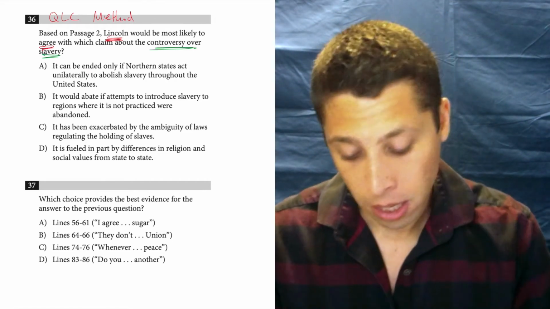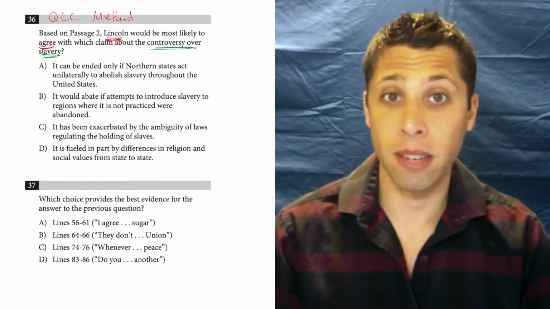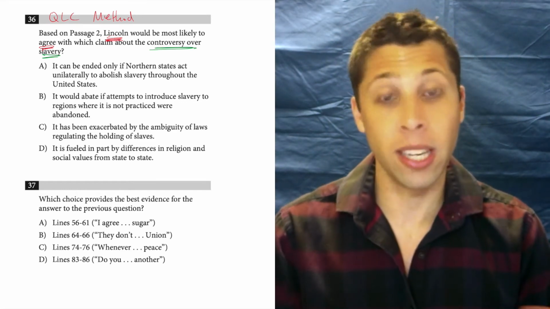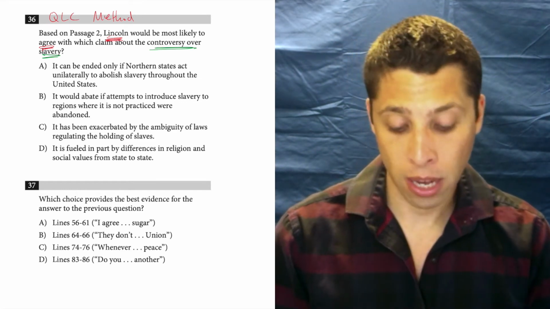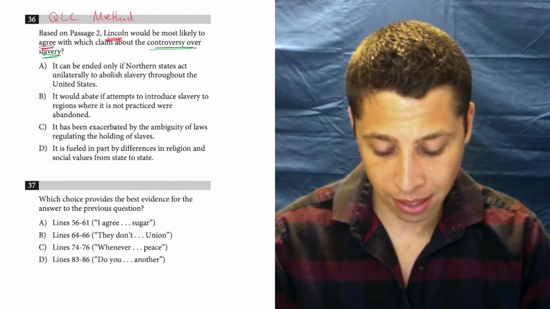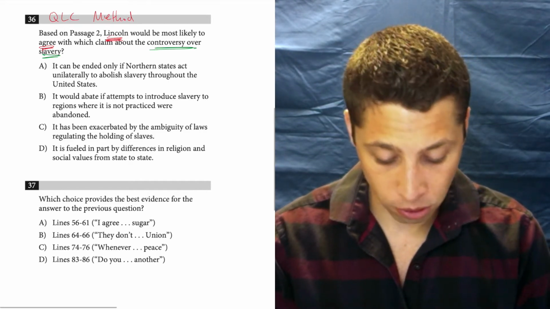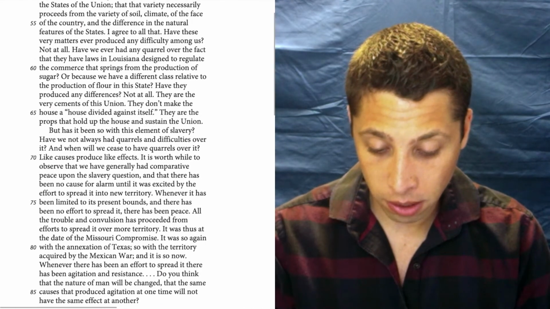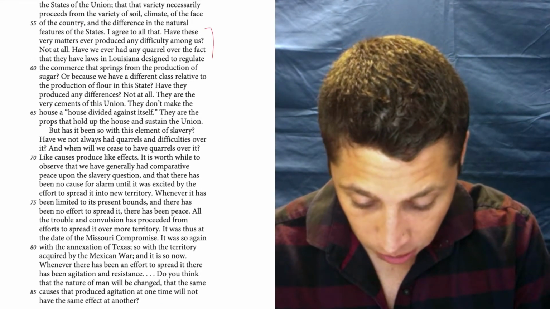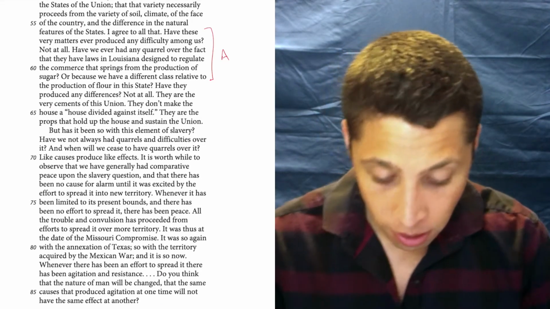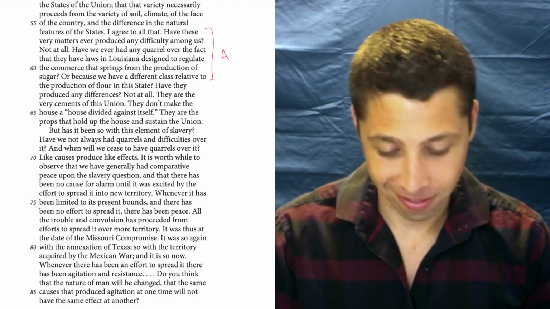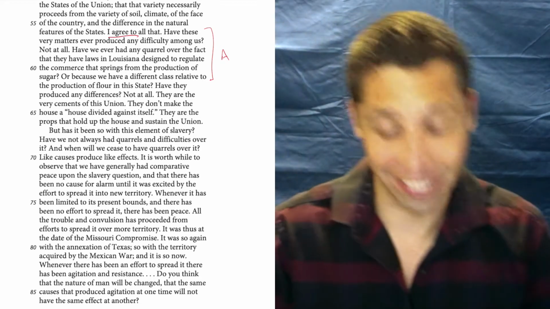Now we go to those line references and we see, do they match with what we need? Do they talk about Lincoln's point of view, and do they talk about slavery? So 56 to 61, first bit there. It starts with this and goes to here. I agree to all of that. Wow, that's convenient. Okay, let's keep going. I don't know what that is. We'll hold off on that for a second.